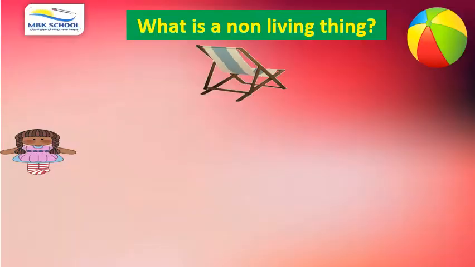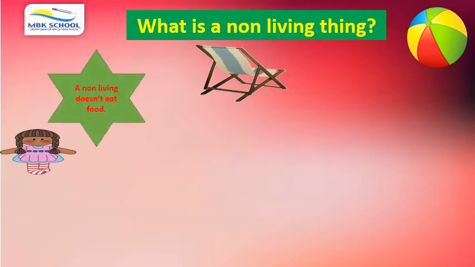So my dear students, now that we were able to talk about what a living thing is, this time we're going to move on to what a non-living thing is. A non-living thing is just the exact opposite of a living thing. If a living thing has life, therefore what is a non-living thing if they are exact opposites? So let us find out what a non-living thing is.